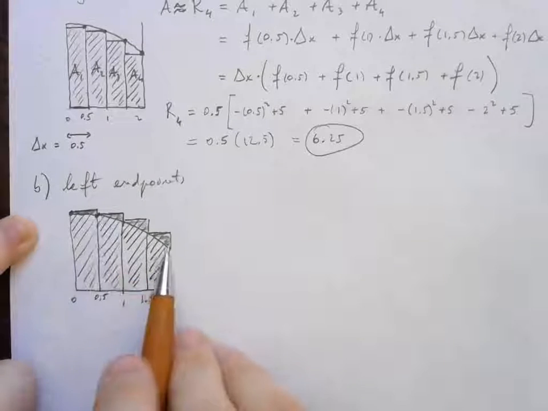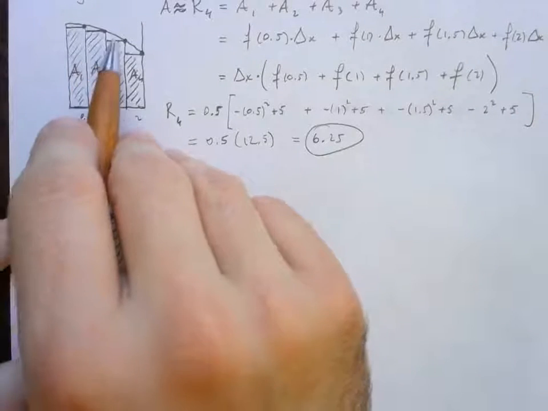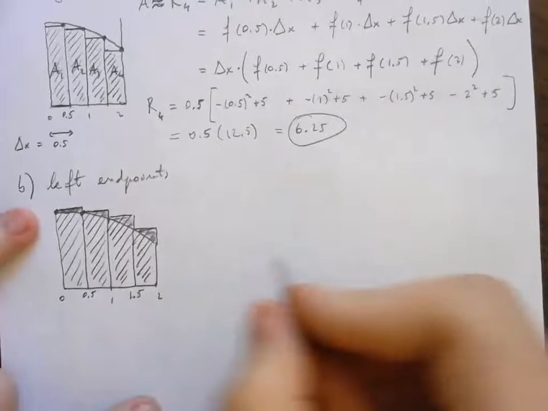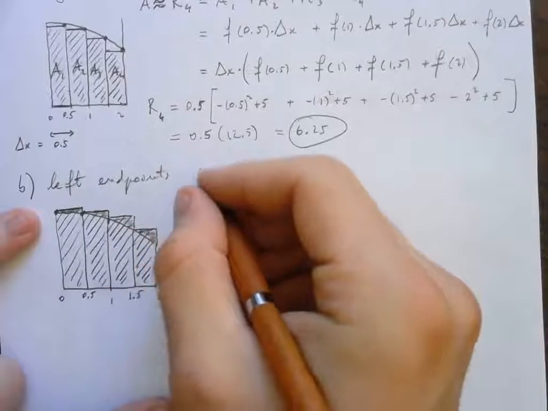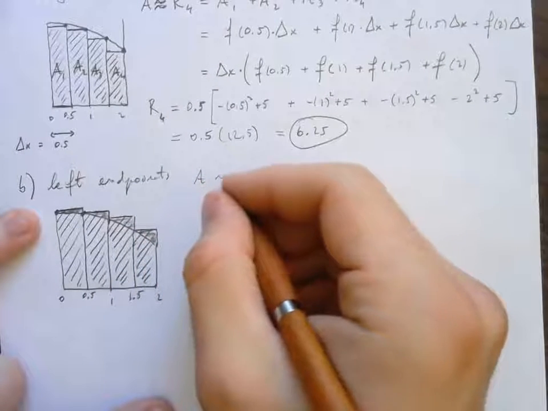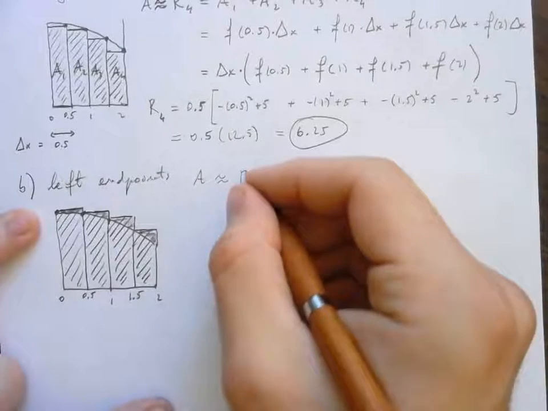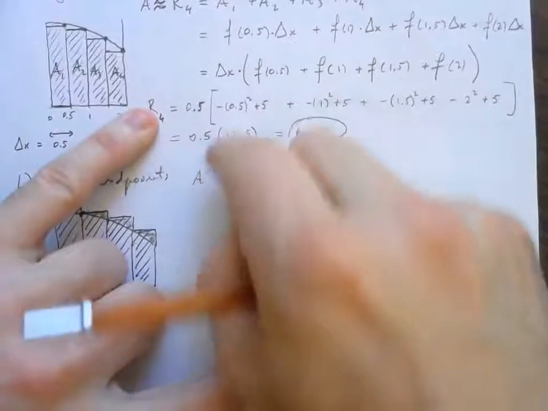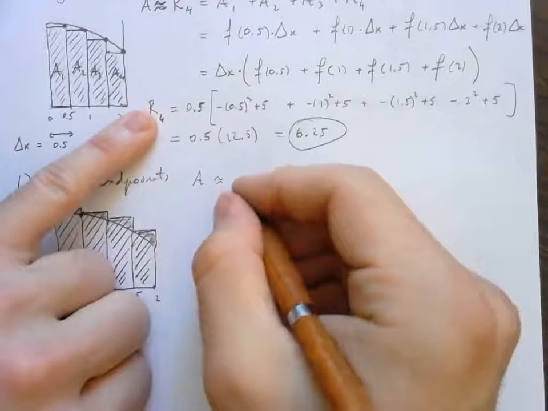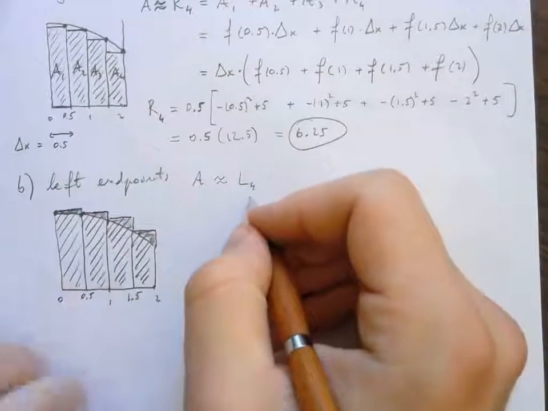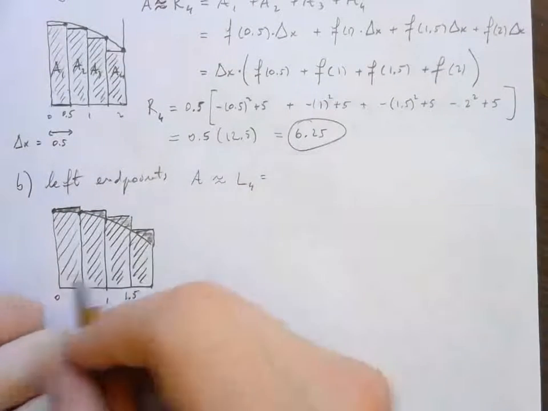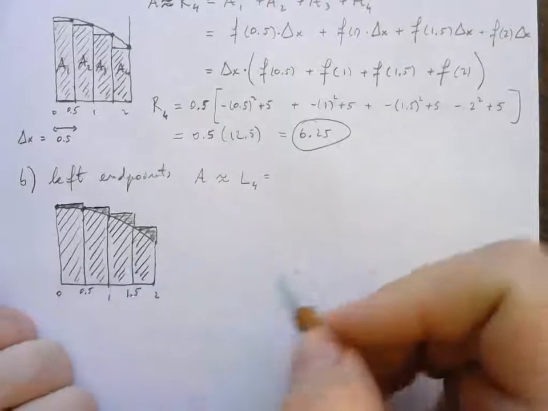Okay, so I'm gaining some extra area, whereas before I was losing some area using the right endpoint. So now if I want to do the approximation, the actual area is approximately, not R4, this time I'm going to write L4, L for left, 4, because I'm using 4 rectangles. So that's, of course, the area of the first rectangle plus the second plus the third and the fourth.